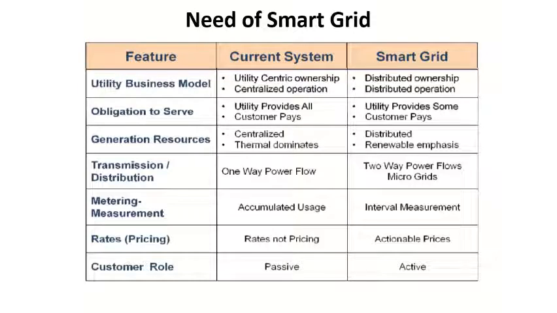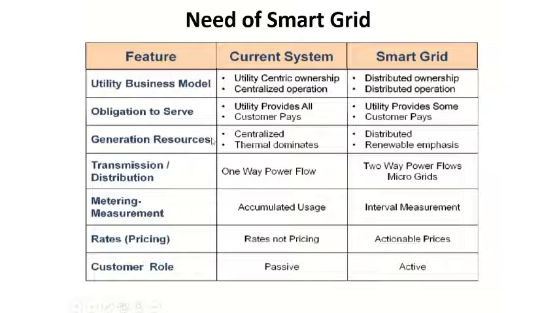Now, why do we need a smart grid? It's very simple. If we see the differences between the current system and the smart grid, you will understand why we need a smart grid. For example, if we talk about the business model, in the current system we have central ownership. There is no distributed ownership, and hence we are bound to a specific person or a specific group to purchase electricity. Obligations to serve: the utility will provide everything and the customer has to only pay. It has no role to play. Whereas in a smart grid, the customer pays and the utility has some provisions.